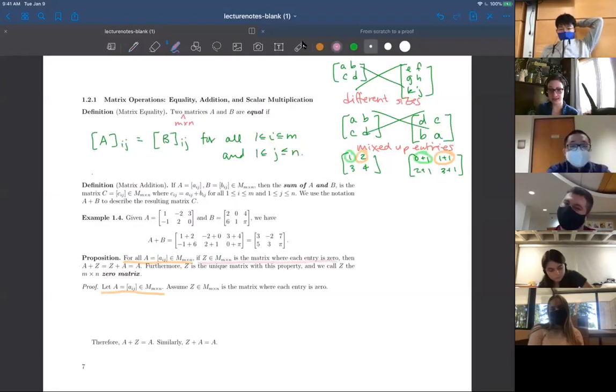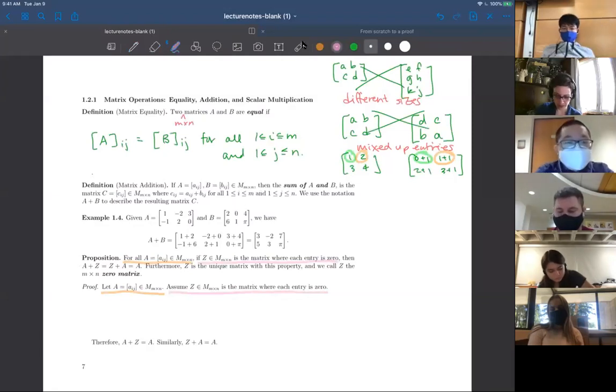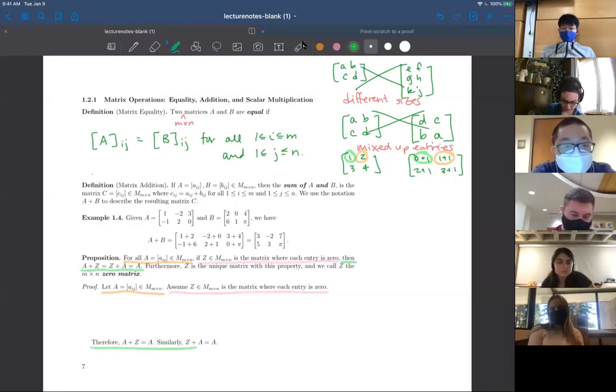So if Z is the matrix with all zeros, I know that the next line in my proof is going to be: assume Z is this matrix that I want to work with. Every entry is 0. And I know what I'm aiming for. I'm aiming for this then statement that says A plus Z and Z plus A is A. And so that's this line down here. A plus Z is A, and we'll see similarly Z plus A is A. We're going to do kind of the same math for both, so we don't need to do it twice.